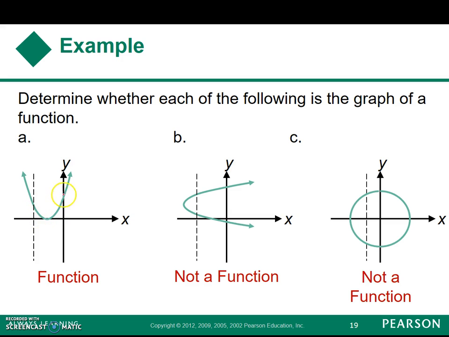So here you can use your imagination. This line is only going to touch the curve at one spot. That's a function. B, we can see very clearly that it's going to touch the line here and here. Therefore, it is not a function. And same with C, not a function. So the vertical line test, just use your imagination, pass a vertical line right through it. You could also use a ruler or whatever just to visualize it. If it touches more than once, not a function.